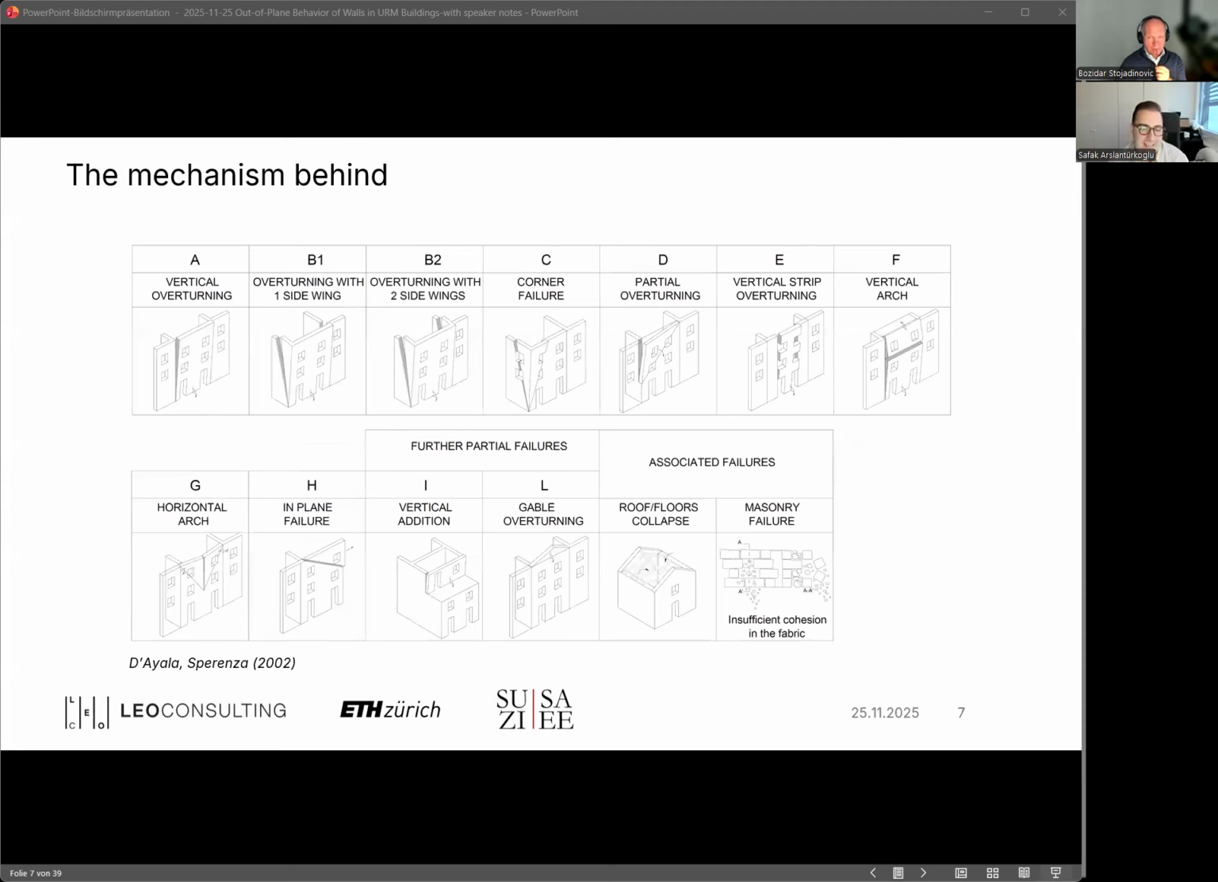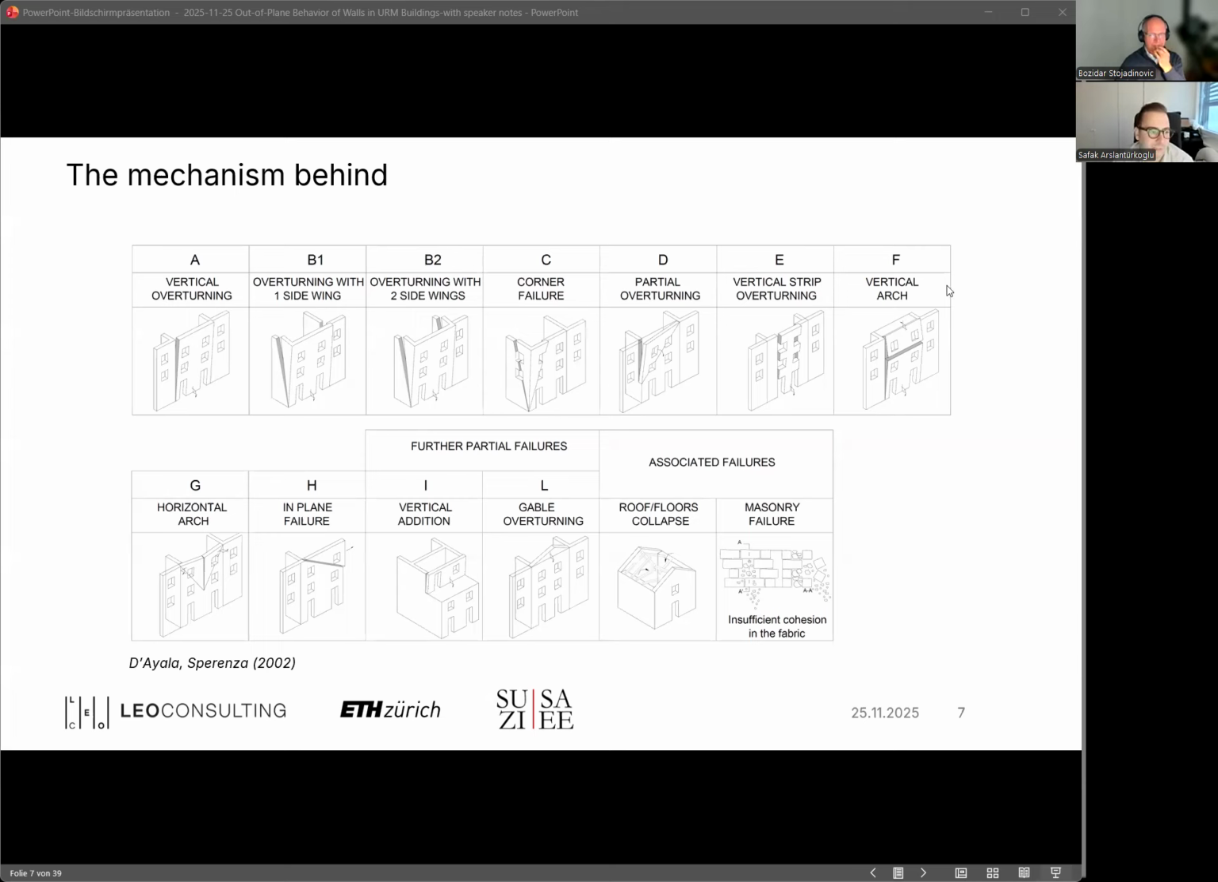Again, that is not necessarily the case with the out-of-plane behavior. We cannot automatically assume that the building will deliver a global response. That means we need to consider different types of mechanisms. And here is a collection by Diala and Speranza. We see how the possible out-of-plane mechanisms may look. In each mechanism, a different portion of the wall is triggered, and that already shows the complexity we may face.